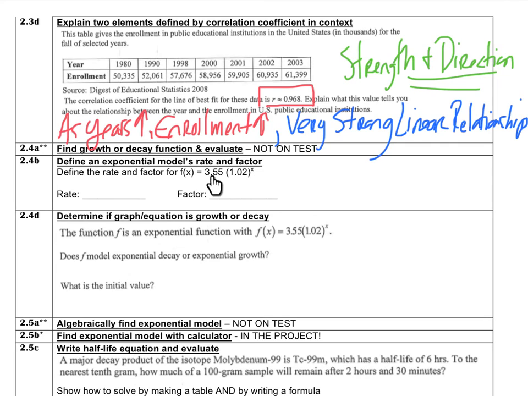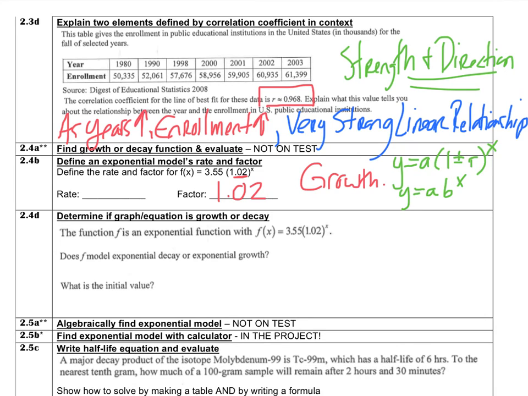Remember, this is our initial starting amount here, so we started with 3.55 something, maybe 3.55 grams of bacteria in a petri dish. This entire number here is called the factor, so it's 1.02. By the way, the number that's in here is greater than 1, so I know this is a growth equation.